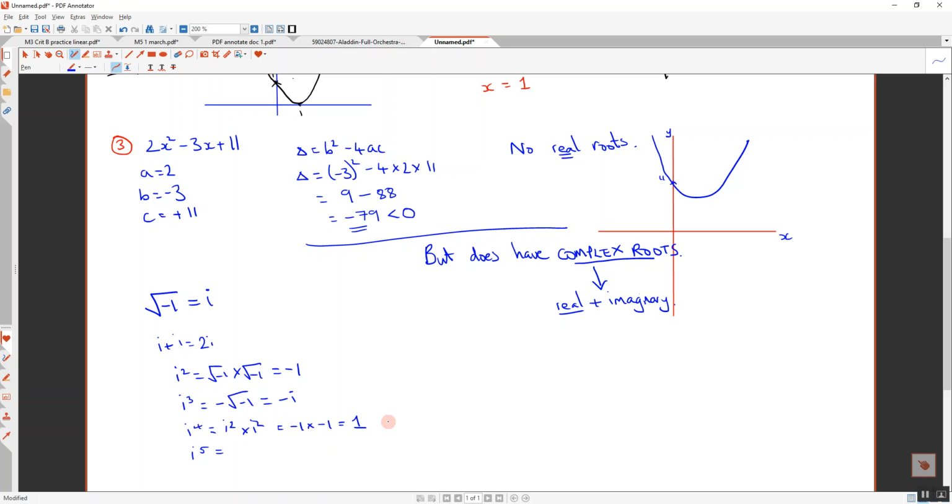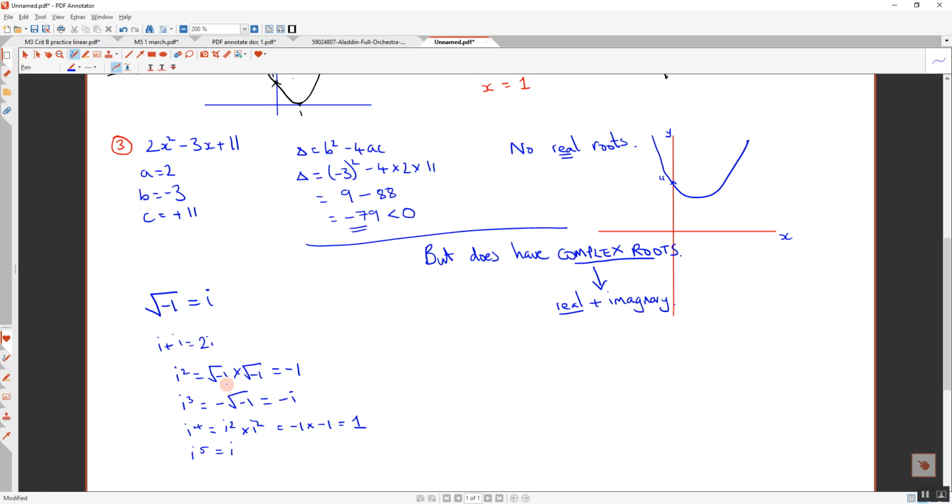What's i to the 4 equal to? 1. So i to the 5 is just equal to i. So we can see that we've got a nice pattern going on here, and it repeats every power of 4.